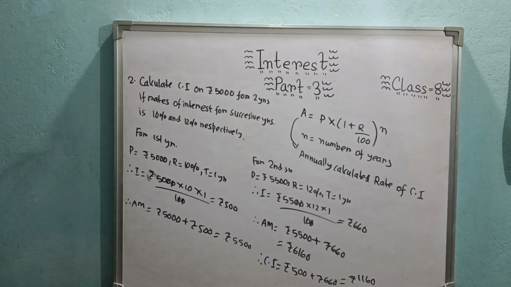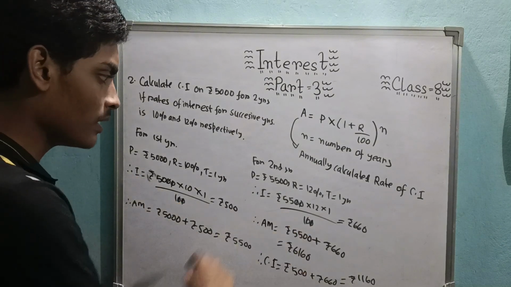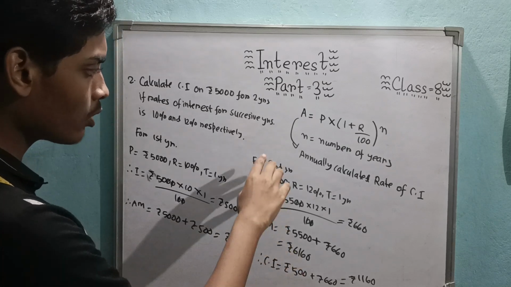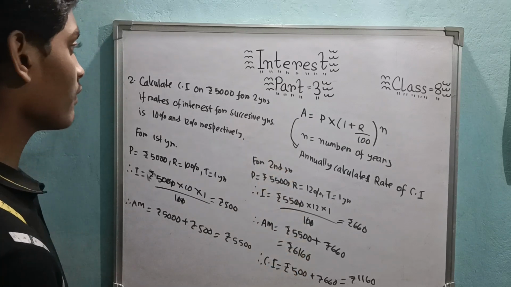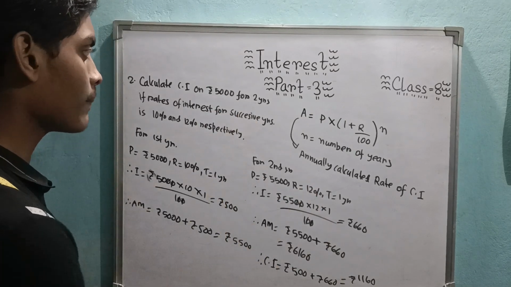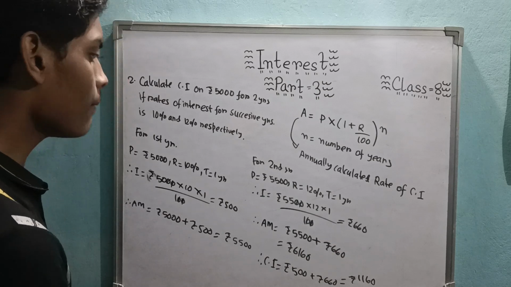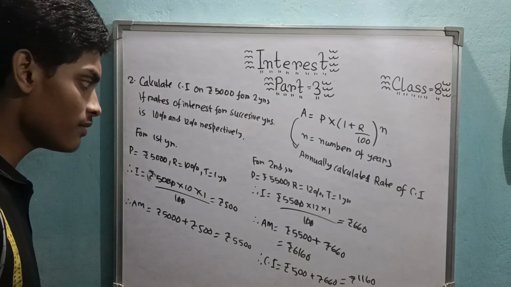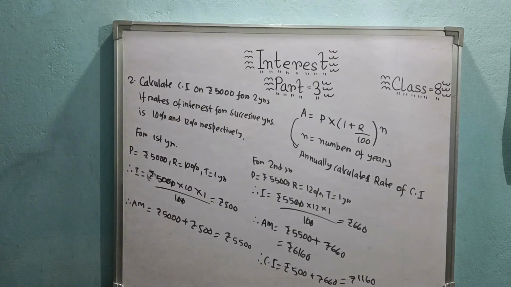Then I told you, you can either add up the two interests of the years to get total compound interest, or take the amount at the end of whole time, this one, minus initial principal 5,000. You will get 6,160 minus 5,000 like this only. I have preferred adding the two interests, much easier and much more convenient, and that's your total compound interest at the end of 2 years.